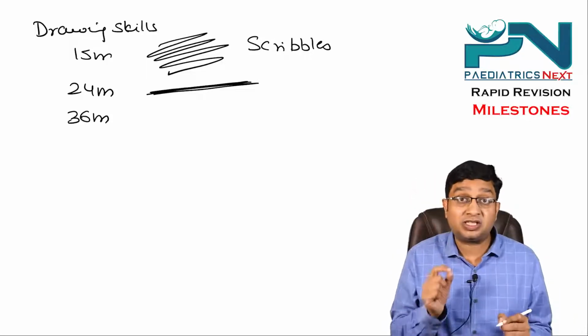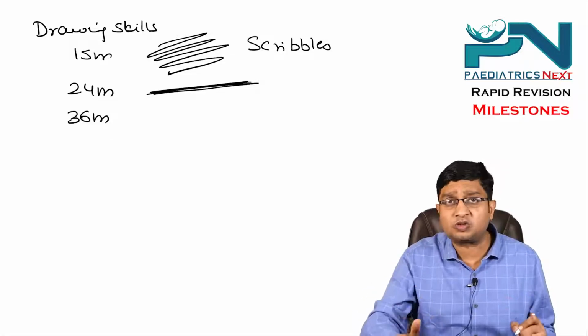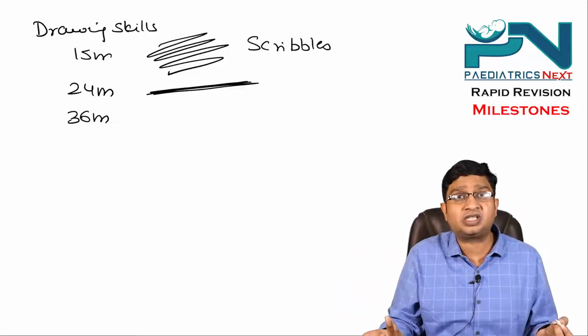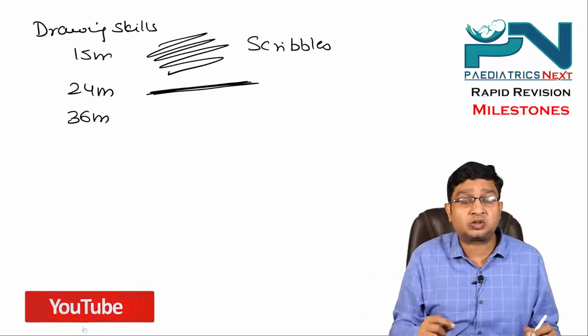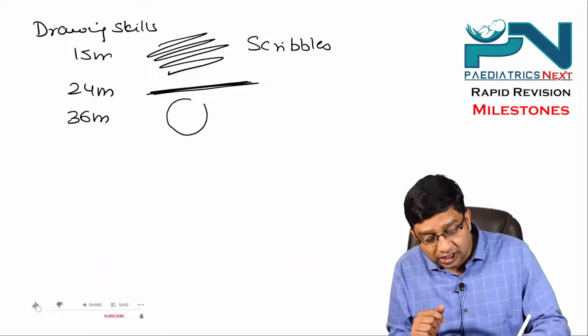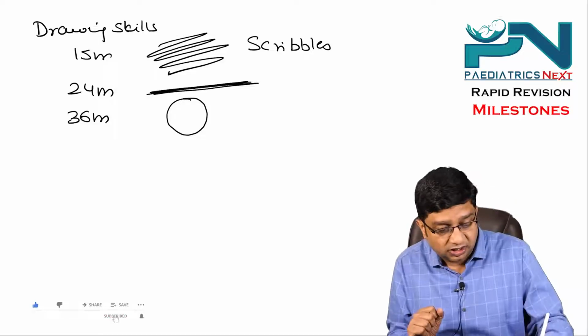At 36 months, remember, this is the age when the child starts going to school. You remember many milestones with this. The child can join the play group at 36 months. The child goes to school and is taught how to make a zero. So the child can draw a circle or zero at the age of 36 months.